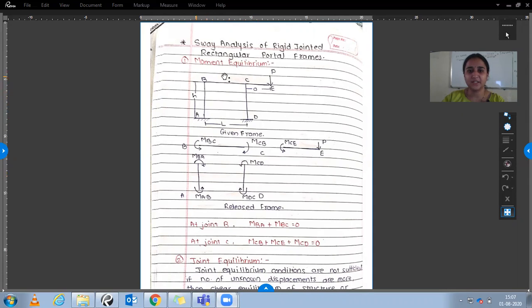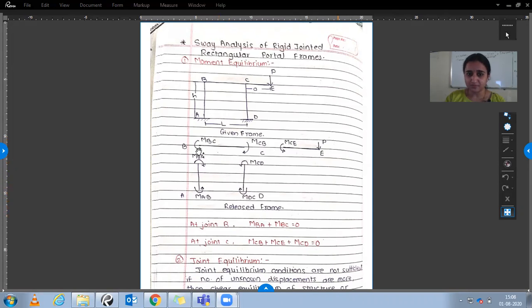So this is a given frame, and the force P is applied at a particular distance A. Then we will release that frame. It means we are going to separate each part of the frame, that is, these two columns, then this one beam and this another part of beam. Then we are going to apply the moments at the joints, because to maintain the equilibrium. So there are moments at the joints, and this is the diagram of the released frame.